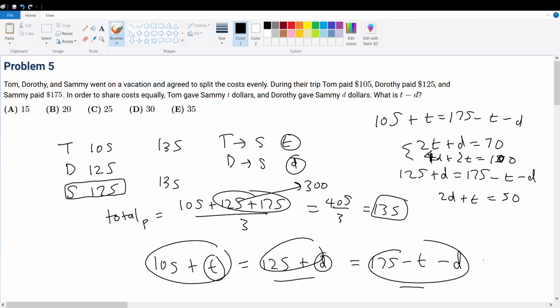Now we subtract it out. 3D is equal to 30. That means D is equal to 10. If D is equal to 10, T must be equal to 30. T minus D is therefore 30 minus 10, so that would be 20, and so your final answer will be answer choice B.